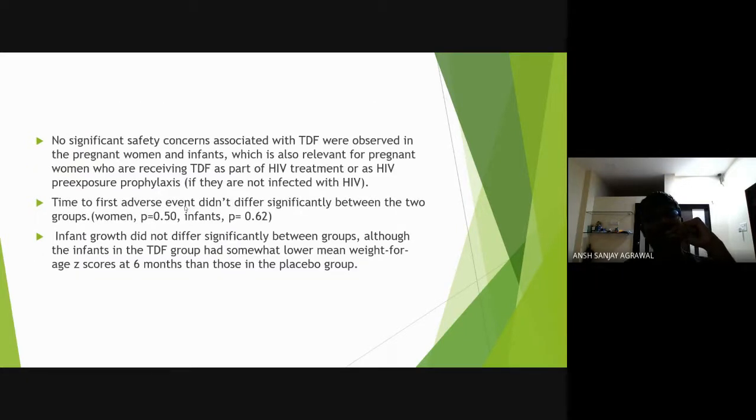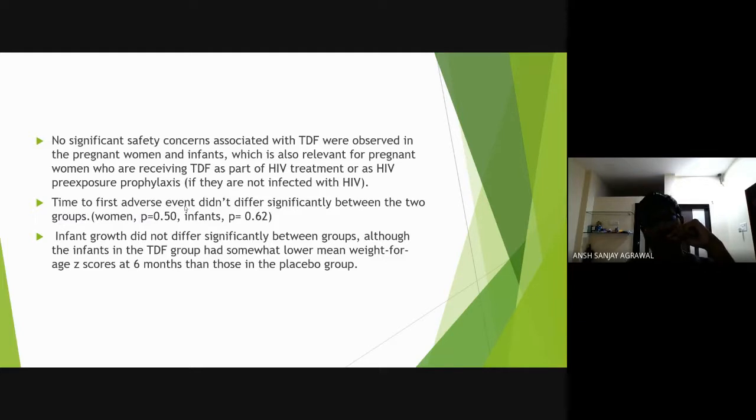Coming to the safety concerns, there were no significant safety concerns associated with TDF in the pregnant women and infants, which is relevant not only for HBV but also HIV, as TDF is also given as a treatment regimen for HIV. So this can ensure that TDF is safe for HIV treatment in a pregnant woman. Time to first adverse event didn't differ significantly between the two groups. So this is basically the log-rank test coming into play. So not much to talk about here.